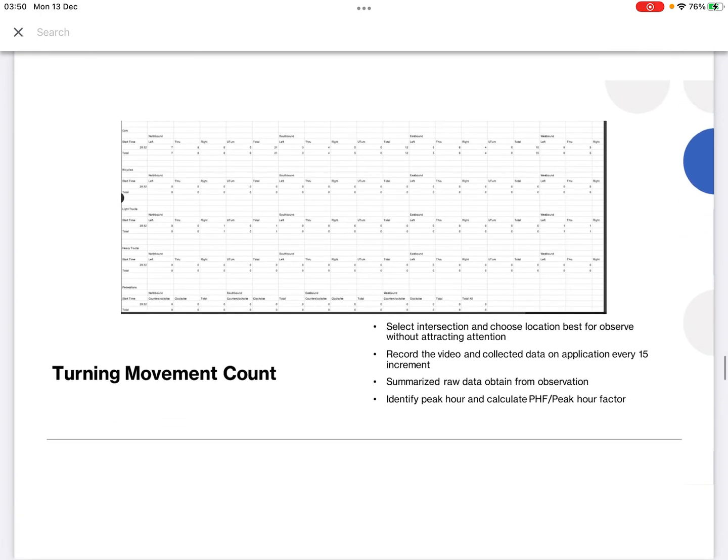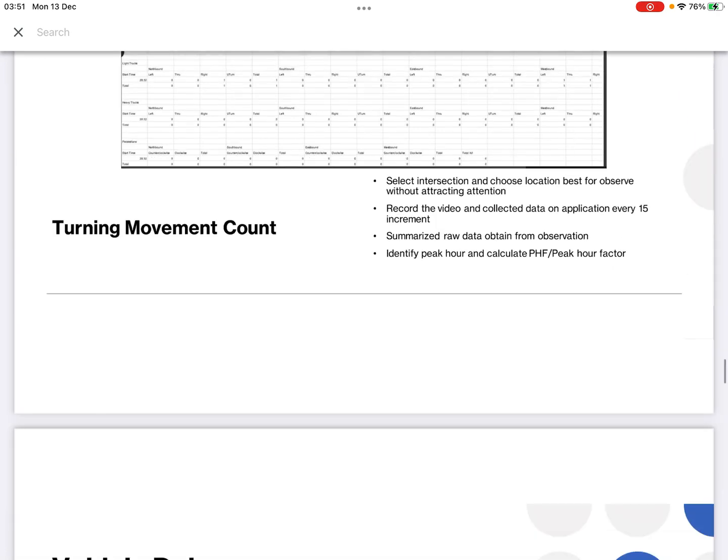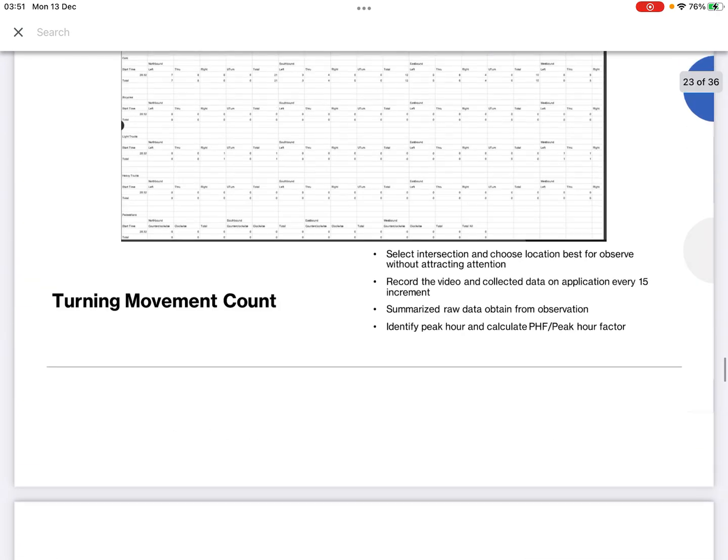Turning movement count. First, select an intersection, and then record a video and collect data in every 15-second increment. Summarize raw data from the observation, and then identify the peak hour by calculating the peak hour factor, which can be determined by the application as well, the TMC application, exported in Excel.